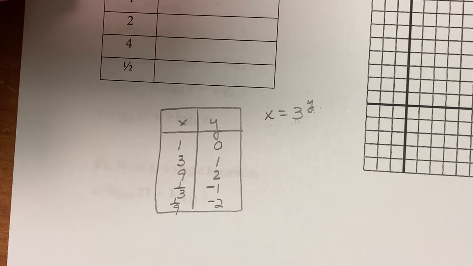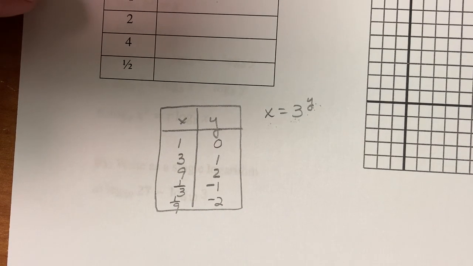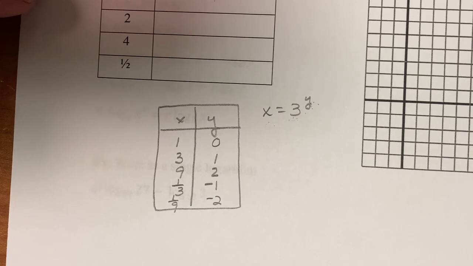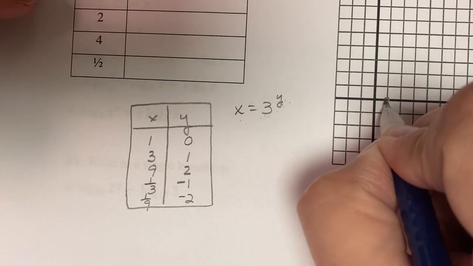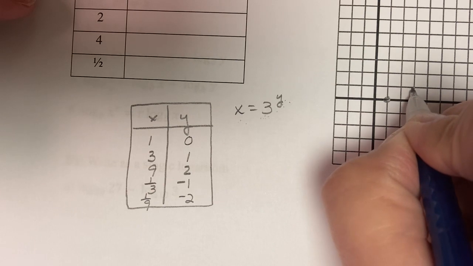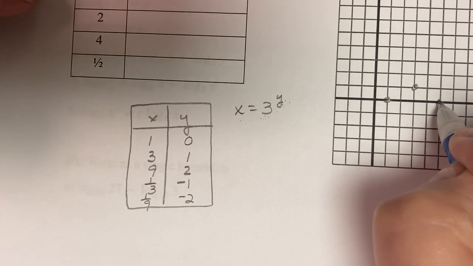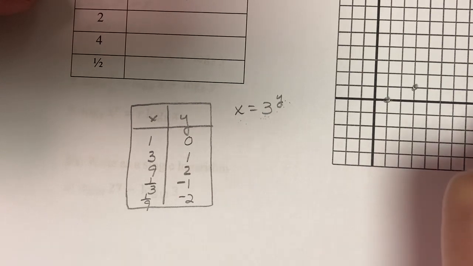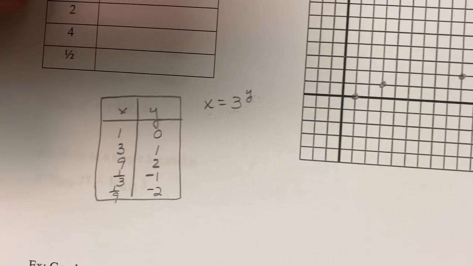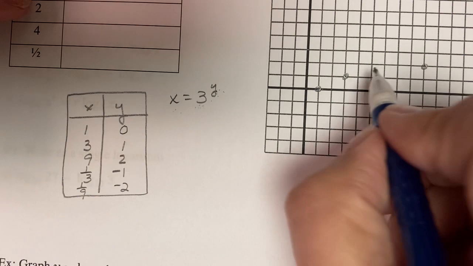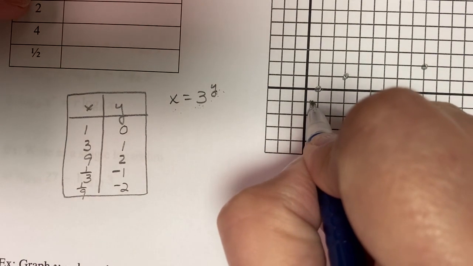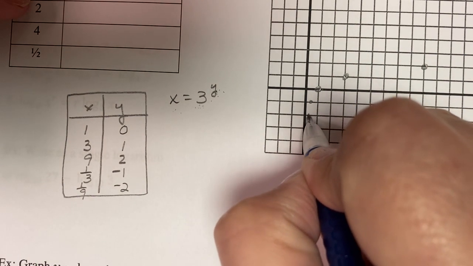So now these are the values that we are going to plot. So 1, 0; 3, 1; 9, 2 is going to be out there; 1/3, negative 1; and 1/9, negative 2.